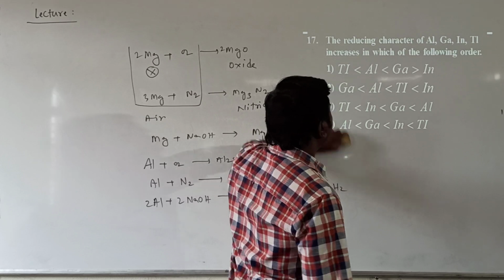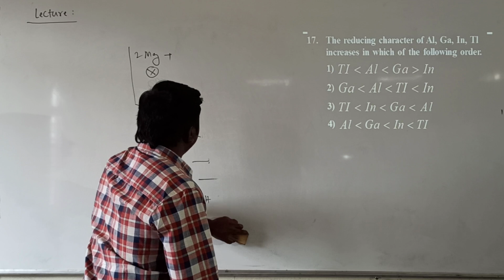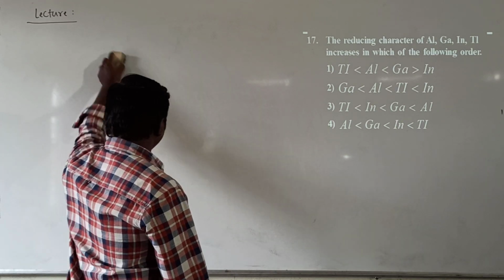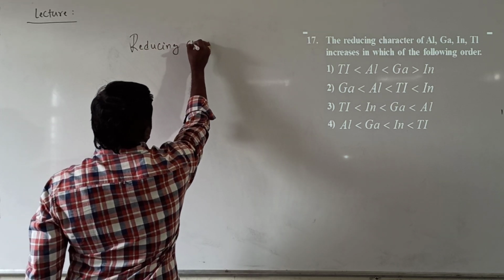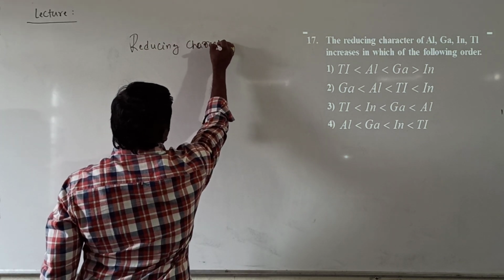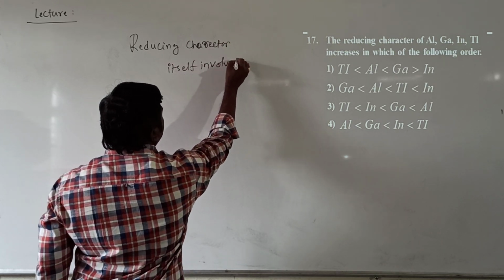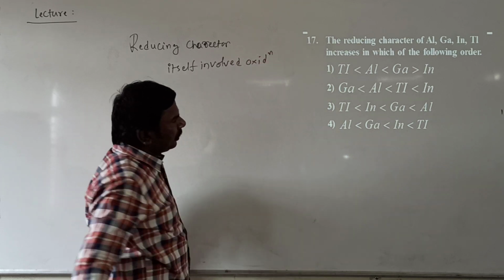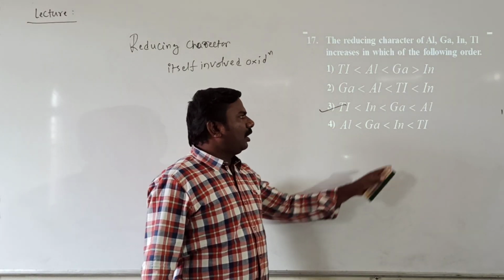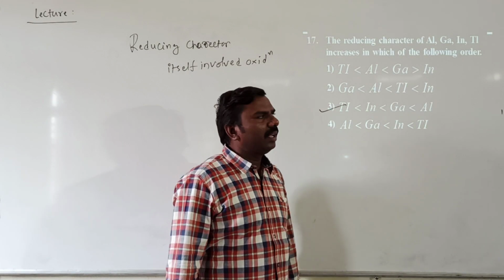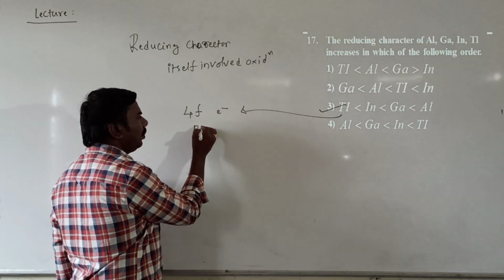The reducing character of aluminum, gallium, indium, thallium. Reducing character means itself involved in oxidation. So the answer will be thallium, indium, gallium, aluminum. Aluminum is a smaller size than that of thallium. In thallium, 4f orbitals are there. That's why poor screening effect.